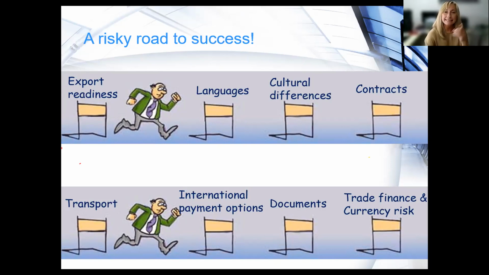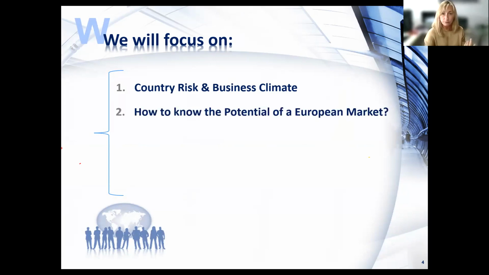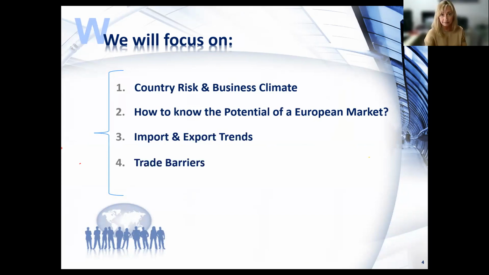Now, just taking this into account, what are we going to talk about today? We are going to focus, as Sarah has explained, on country risk and business climate before exporting. You have to learn how to know the potential of a European market. We are going to learn how to get the information and statistics on import and export trends of Spain. Also, we are going to learn how to find the trade barriers in Spain too. And finally, the distribution channels. This is what we are going to focus on today. And we are going to do it under commercial intelligence in international trade. Okay, this is my specialization inside my consultancy, S&B Partners Consult.